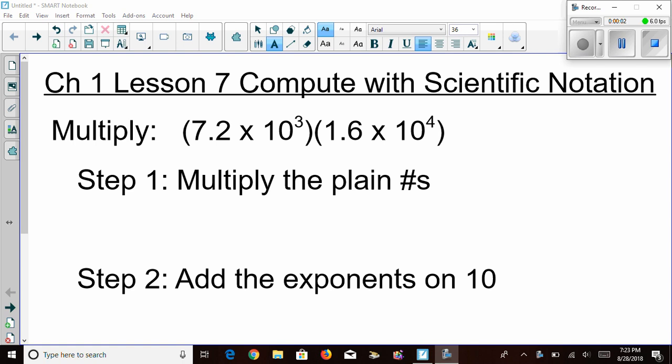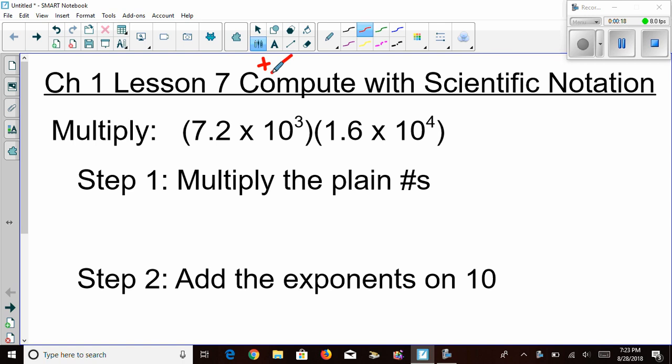Welcome to Chapter 1, Lesson 7, where we're going to compute with scientific notation. By computing, I mean we're going to add, subtract, multiply, and divide using scientific notation. Let's jump right in and take a look at some examples.